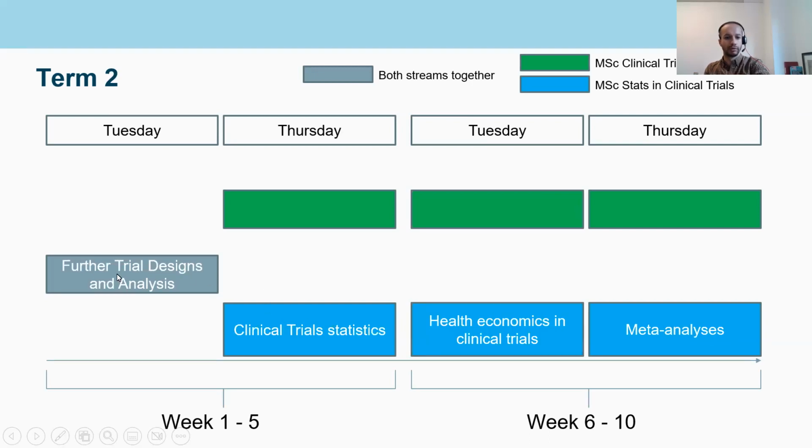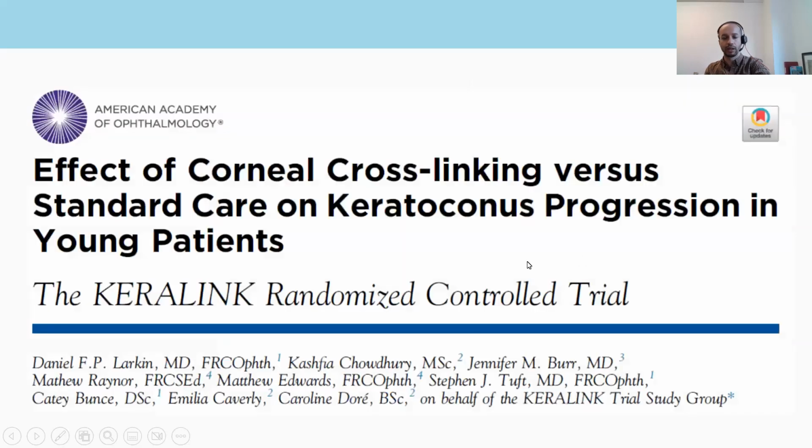In term 2, we've got further trial design and analysis, which is also a joint module between clinical trials and stats in clinical trials. And then we've got the stat-specific modules, clinical trial statistics in weeks 1 to 5 of term 2. Effectively, this is now. It's between January and mid-February, weeks 1 to 5 of term 2. And then after the reading week, effectively end of February and March, we've got health economics and meta-analysis. In term 3 is the master's project.